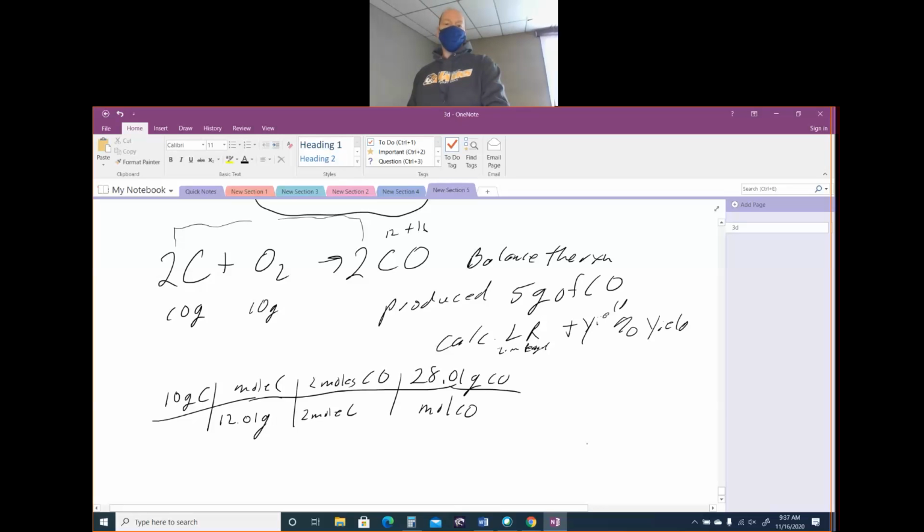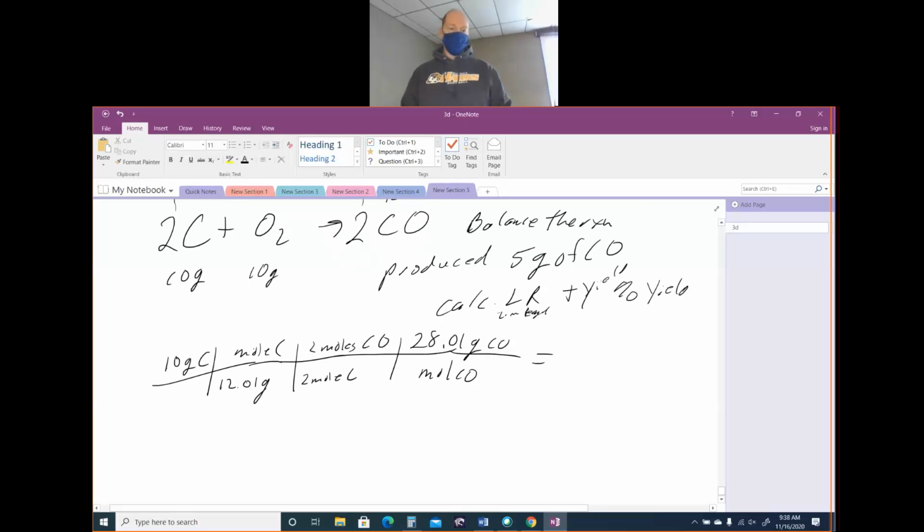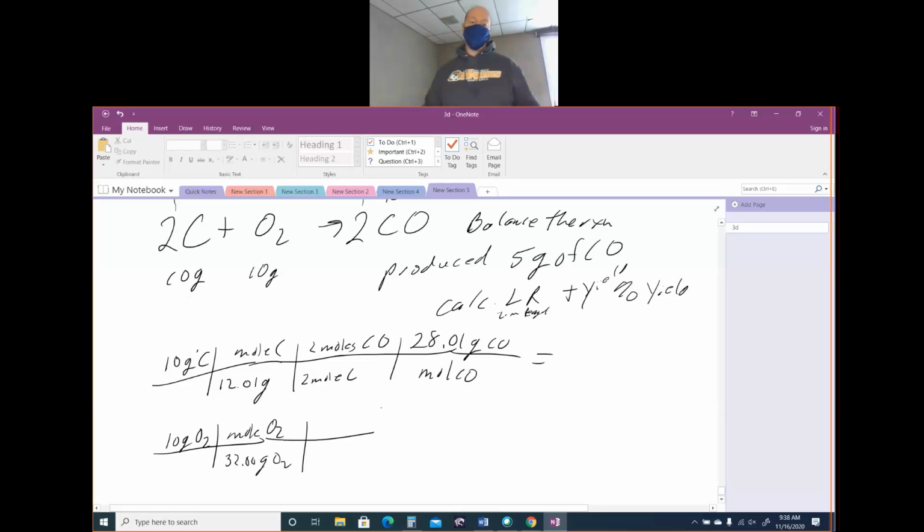We do the same thing for the oxygen. We have 10 grams O2. And here's where people mess up. This is O2, 10 grams of O2. And so you have to have your 32.00 grams of O2 per mole of O2. So it's a good thing to put the actual compound in the grams per mole, especially when you're working with oxygen.